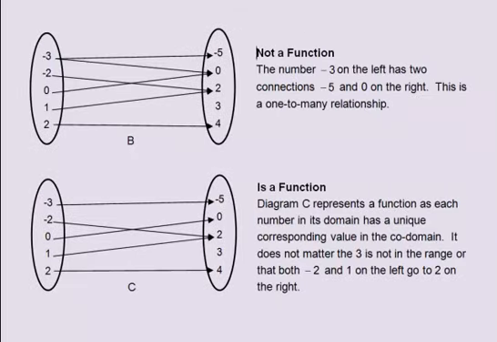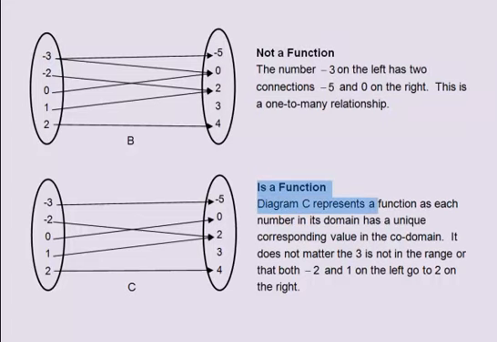Diagram B is not a function. The number -3 on the left has two connections, -5 and 0 on the right. This is a one-to-many relationship. Diagram C is a function.